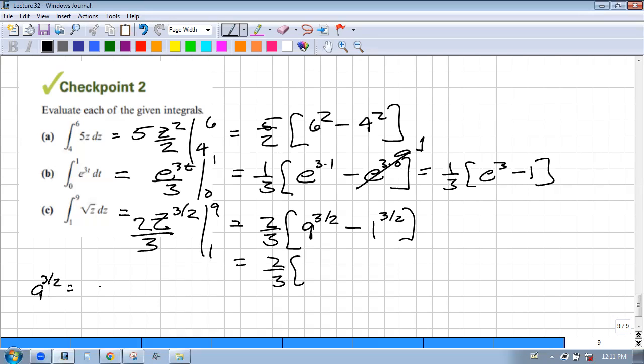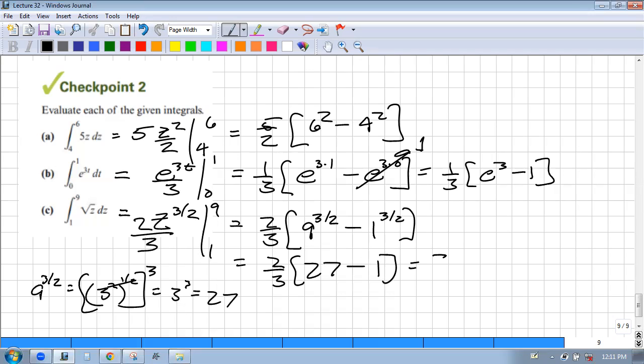Well, 9 is 3 squared, right? And then we have to the 1/2 and then the cubed, right? So there's the 3/2, and 9 is 3 squared. So 2 times 1/2 is just 1. This is 3 cubed, 27. So this is 27 minus 1, or 2/3 times 26, whatever that is. Simplify that if you want.